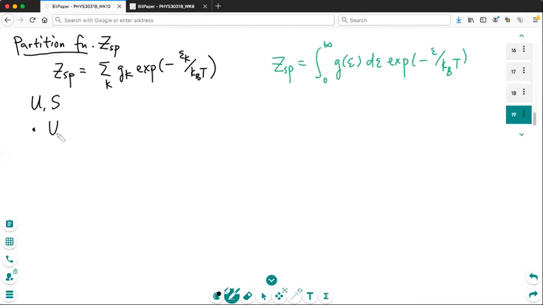Okay, U, what's the definition of U? U is the sum over epsilon K and N_K. Right? K labels the bundle here. As I say, since this is mathematically identical to before, you can just plug in the definition of N_K, which we just calculated, and this is A times G_K times exponential.